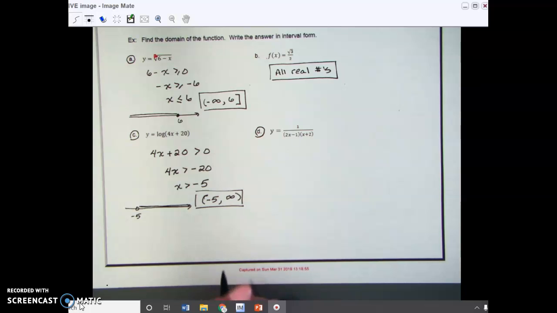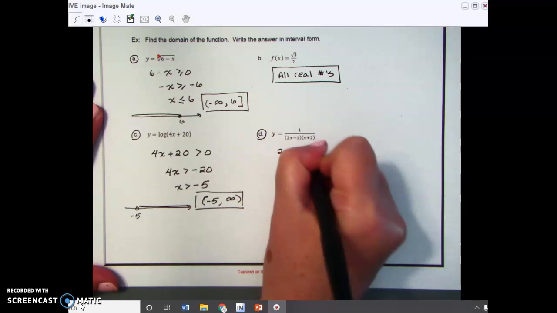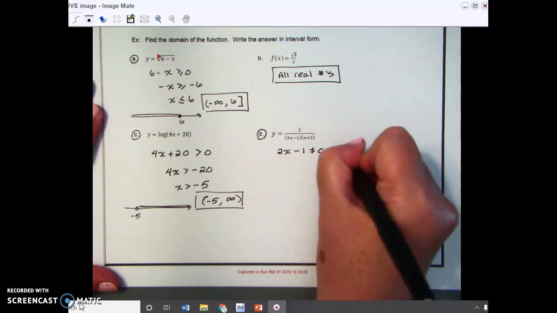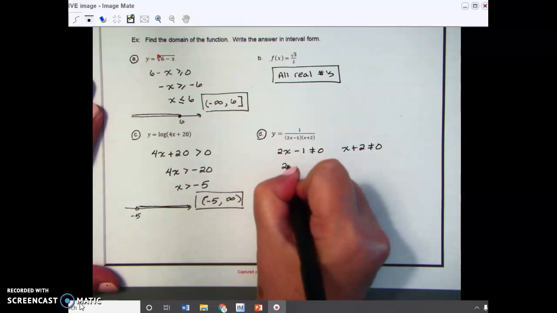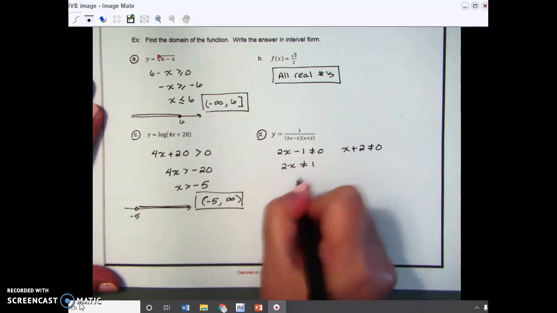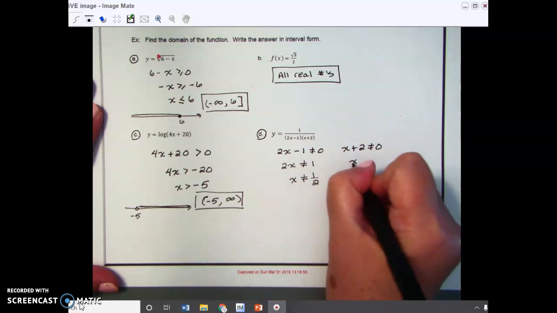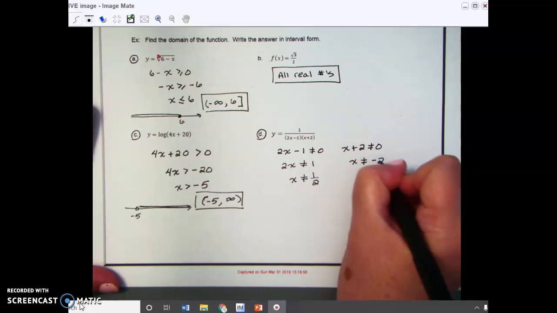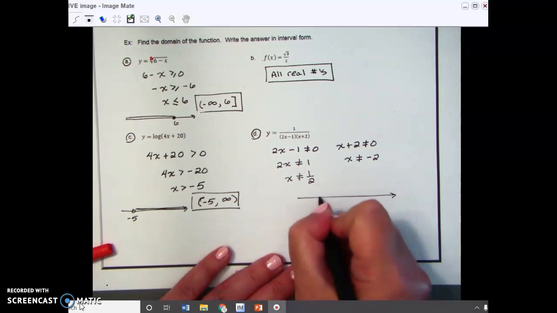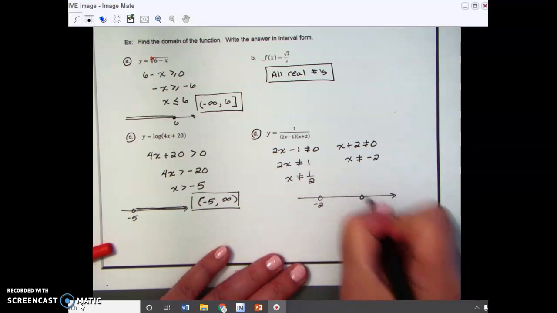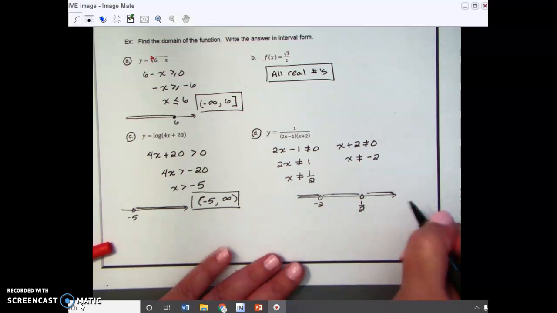Looking at this last one, again, we cannot divide by 0. So that means that 2x minus 1 cannot be 0, and x plus 2 cannot be 0. Solving these, if I add 1, 2x cannot be equal to 1, so x cannot be equal to 1/2. And over here, x cannot be equal to negative 2. If I drew that on the number line, I have an open circle at negative 2 and an open circle at 1/2, but everything around them is part of our domain.